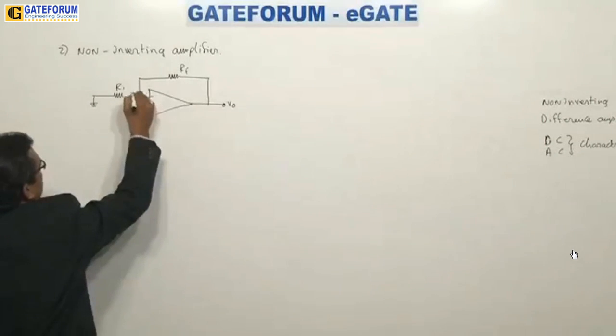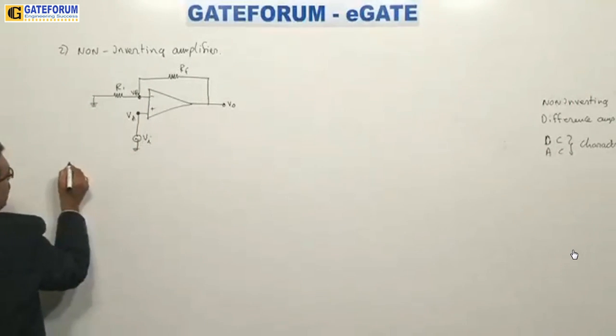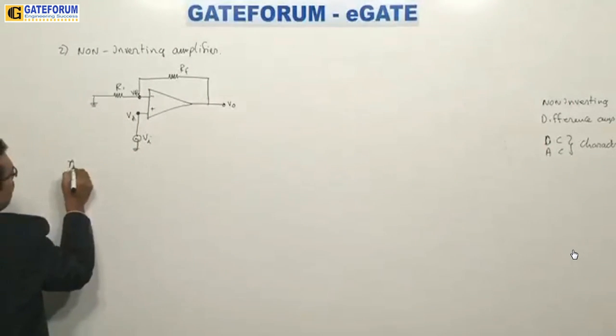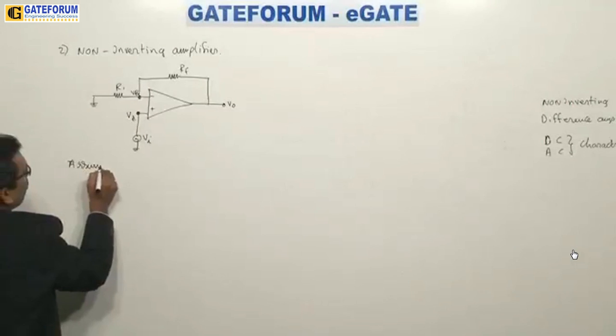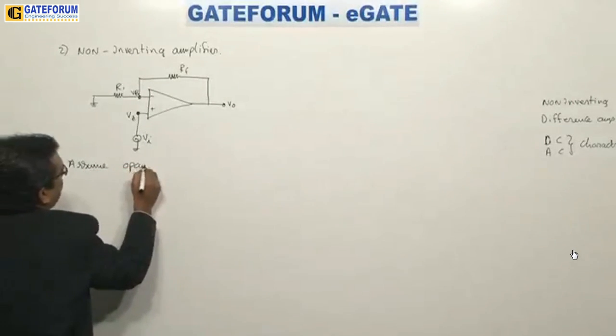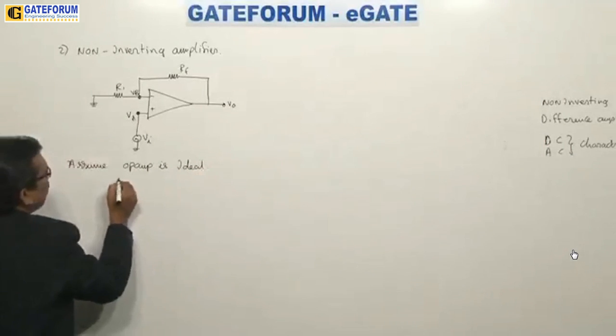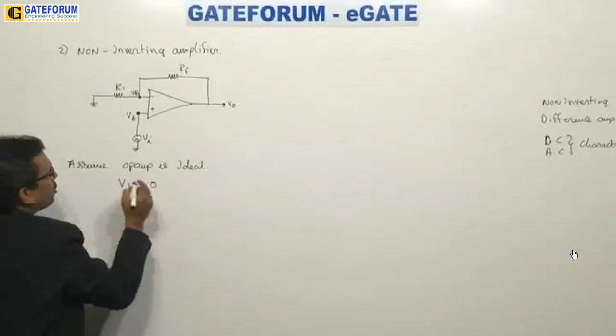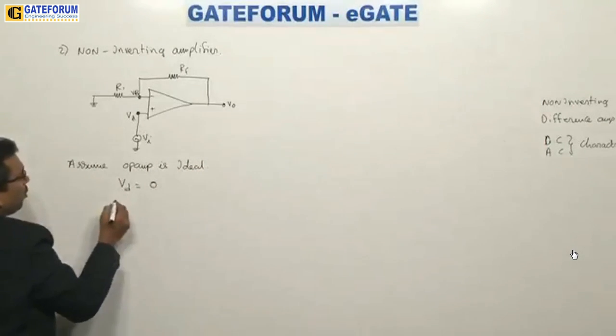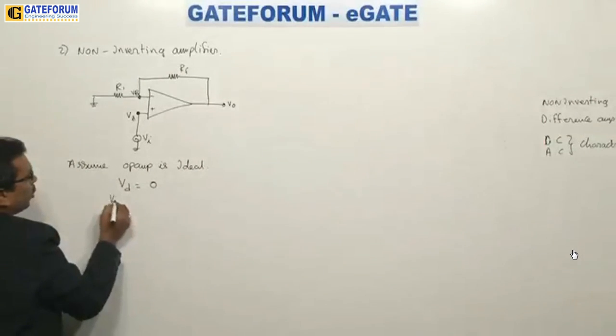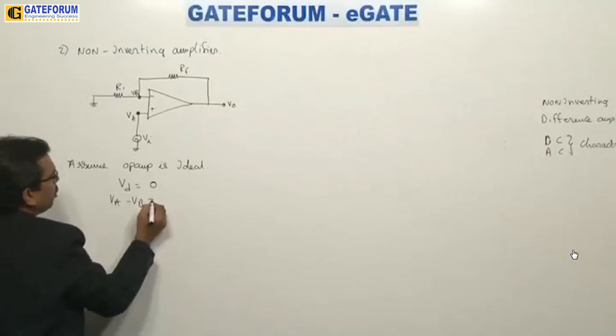So this is node VA, node VB. Now here, assume that the op amp is ideal. Now VD will be equal to 0. Once you take VD as 0, that is VA minus VB is equal to 0.